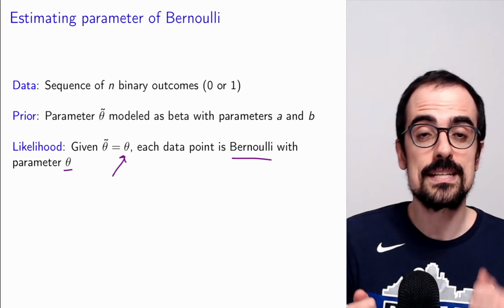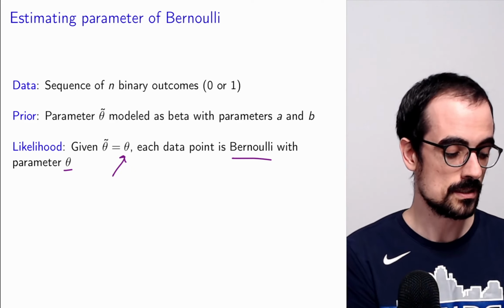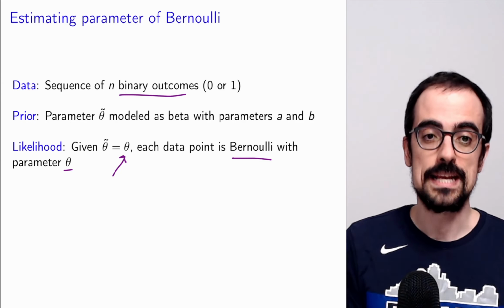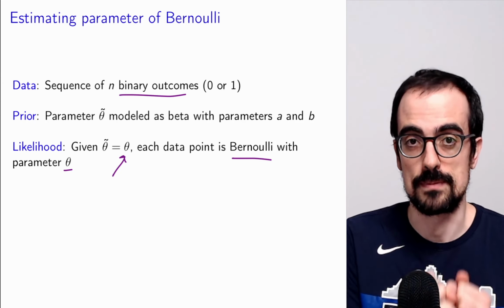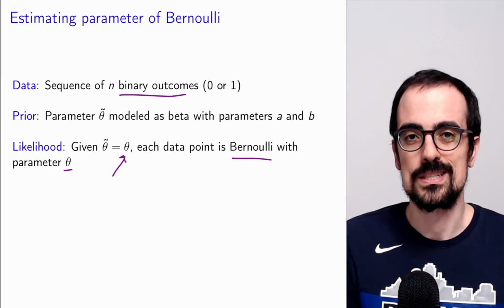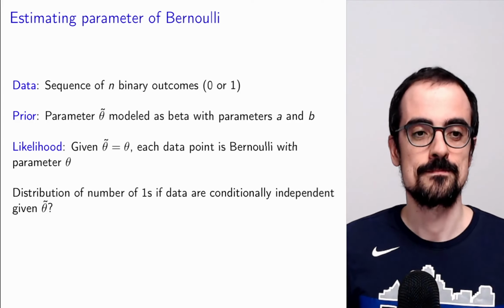So what I was saying is that we have these conditional independence assumptions where these Bernoulli outcomes are generated conditionally independent given the parameter. Each is Bernoulli with parameter theta, where the parameter is fixed. Under that assumption, the number of ones, what is it? It's a binomial with parameters n and theta.